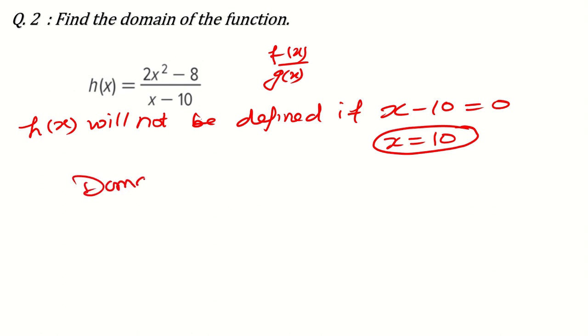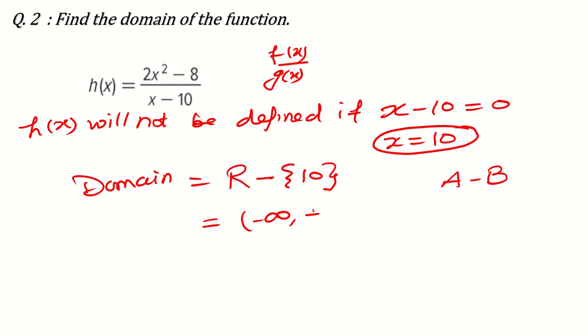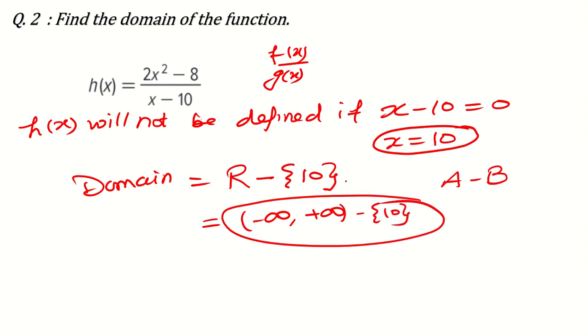So we will remove this number from the set of real numbers, that is R, and remove means minus, then the singleton set 10. It is like A minus B. You have studied in set theory: A minus B means values of A which are not in B. So similarly, R minus the singleton set 10. So all real numbers except 10, or you can write it like this also: minus infinity to plus infinity minus 10. But this is not that common. The first one is very common. So like this you can understand the domain.